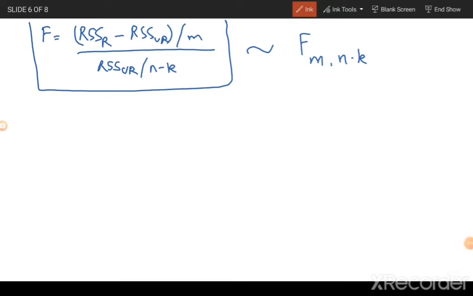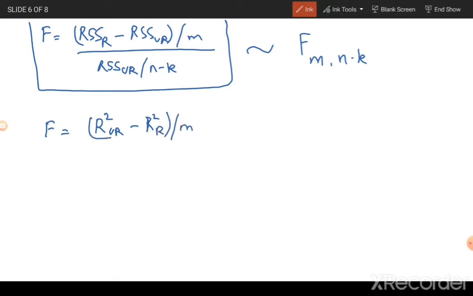Now, one more bit. If you remember, I had uploaded a very short 3 or 4 minute video about the relationship between F and R square, our coefficient of determination. Similar to that, we can also use the R square value over here. The formula then becomes F is equal to, in the numerator, R square of the unrestricted model minus R square of the restricted model.